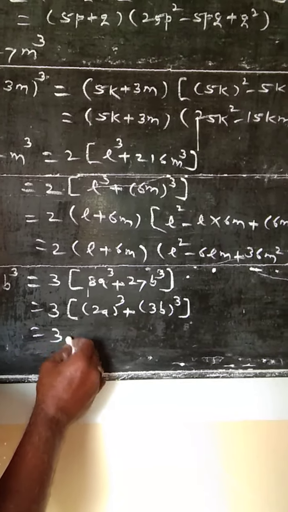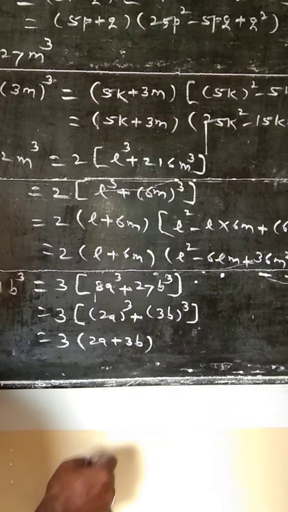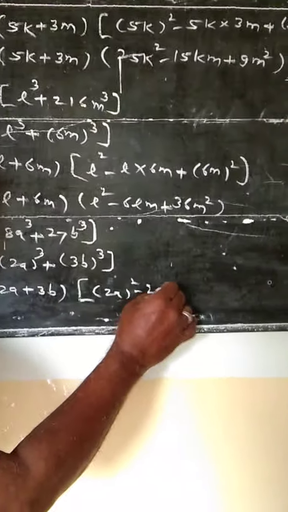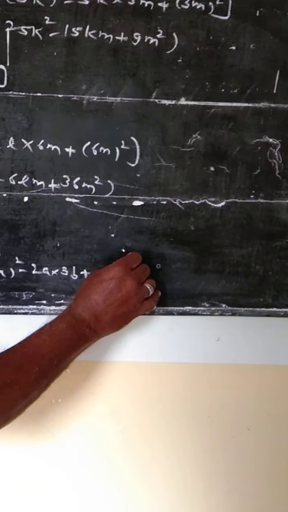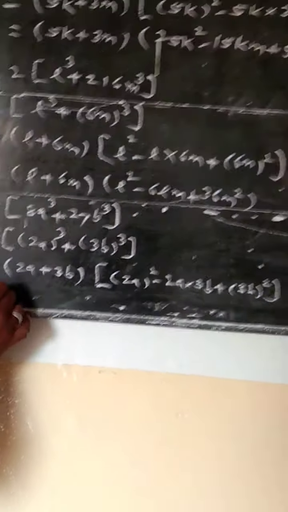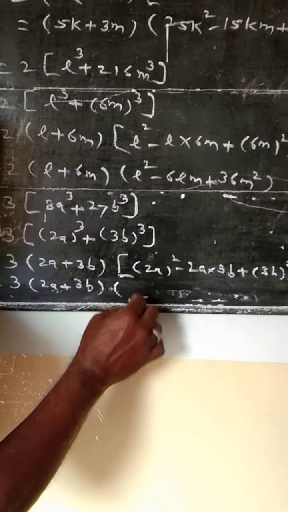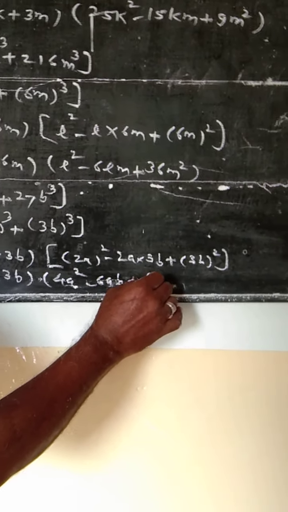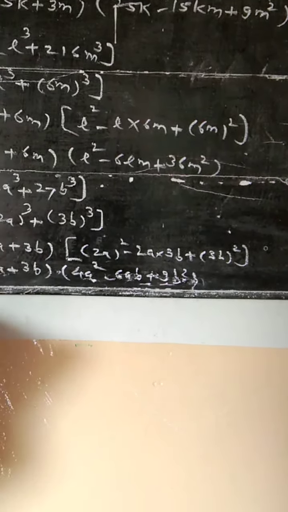So 3 as it is. In the first bracket, the sum of the cube roots, 2a plus 3b. The second bracket, (2a) bracket square minus 2a into 3b plus (3b) bracket square. So 3 in bracket, (2a plus 3b), (4a square minus 6ab plus 9b square) are the factors of 24a cube plus 81b cube.